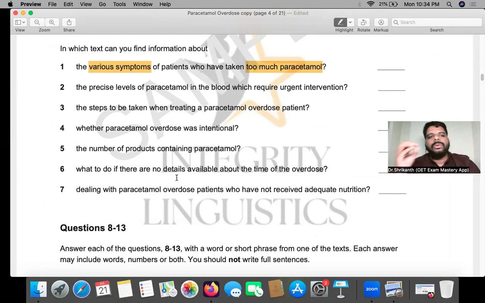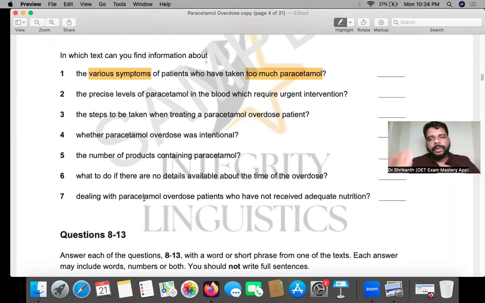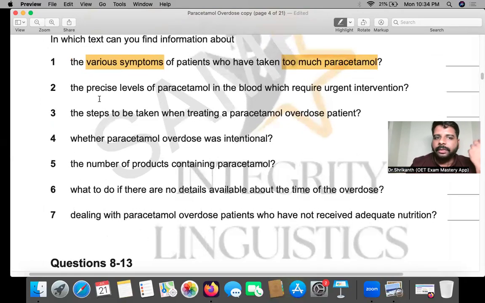Now let's come to the second question. Here also let's do the keyword analysis. Let's read the question first and then identify the keywords. The precise levels of paracetamol in the blood which require urgent intervention. Precise means accurate. Precision means accurate, so here they're talking about a specific level of paracetamol in the blood. What is the keyword over here? Urgent intervention. Urgent intervention means emergency treatment.